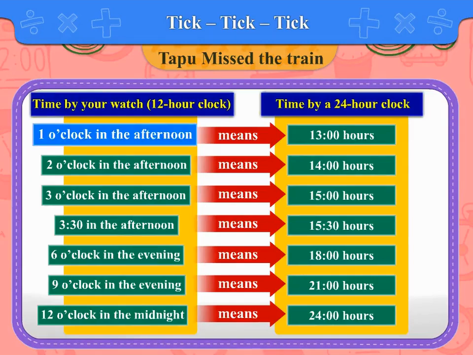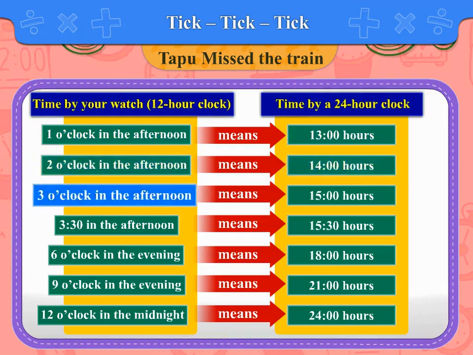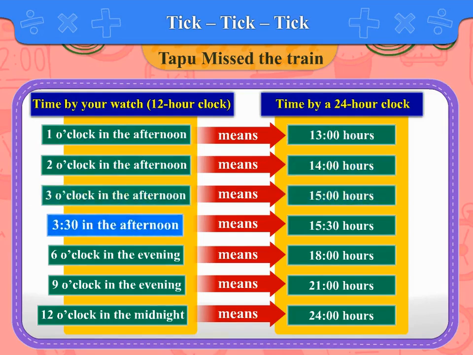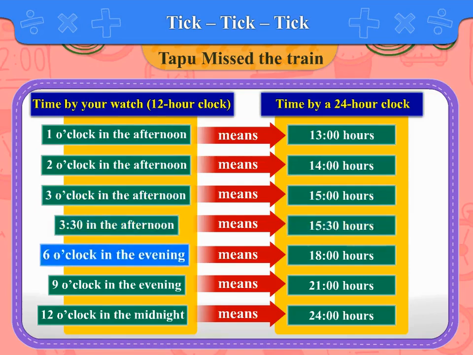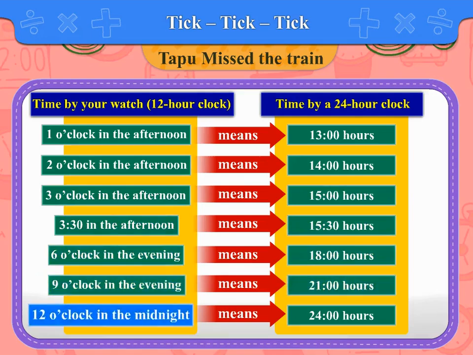1 o'clock in the afternoon, 1300 hours. 2 o'clock in the afternoon, 1400 hours. 3 o'clock in the afternoon, 1500 hours. 3:30 in the afternoon, 1530 hours. 6 o'clock in the evening, 1800 hours. 9 o'clock in the evening, 2100 hours. 12 o'clock at midnight, 24 hours.